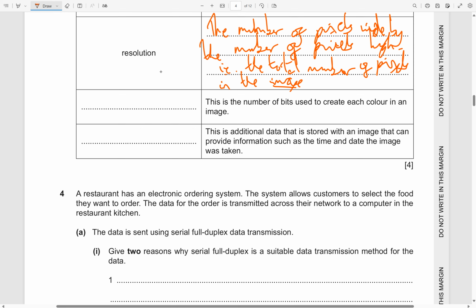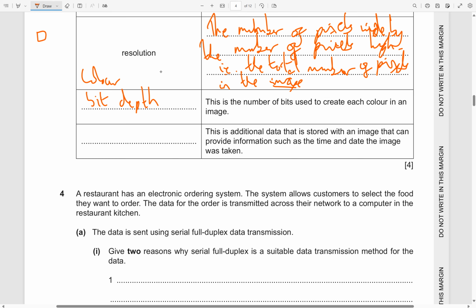Then the next one is the number of bits used to create each colour in an image. I think this is what we said, the number of bits for each pixel. So again, this has two names: you can call it the bit depth, or you can call it the colour depth. Both of those should be accepted.